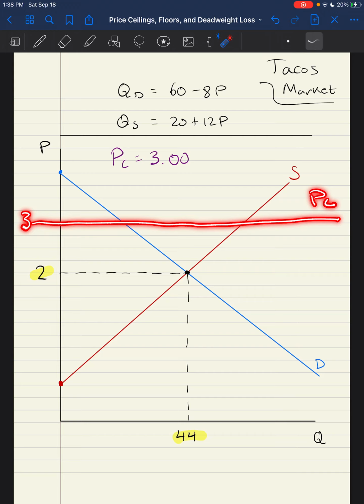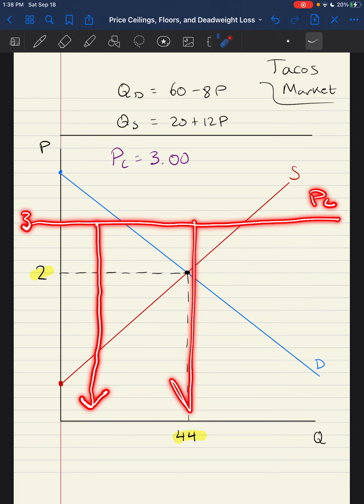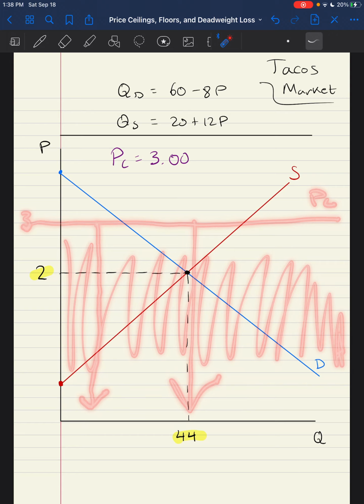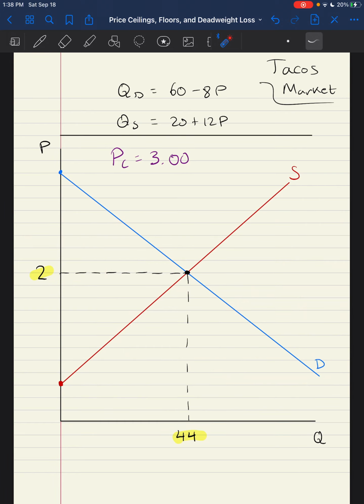Now we need to ask ourselves exactly what a price ceiling does. A price ceiling dictates that legally we cannot charge more than $3. We have to charge $3 or below, so we can be anywhere down here. Well, is this price ceiling actually doing anything? Is it having an effect on our market?